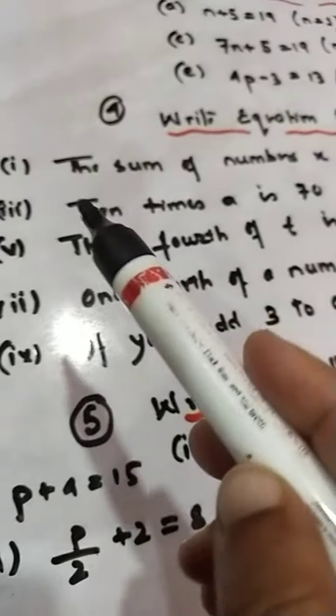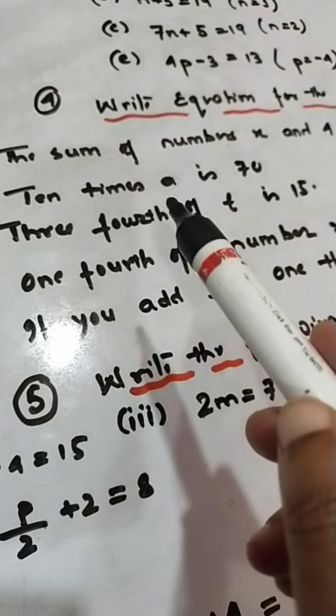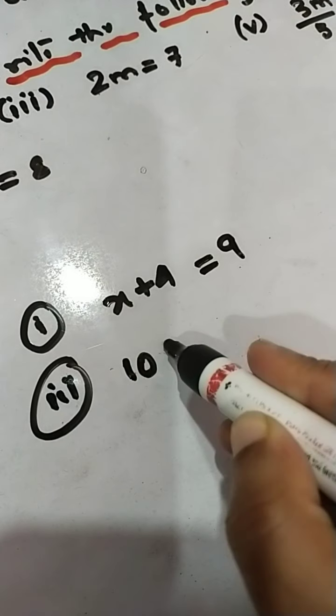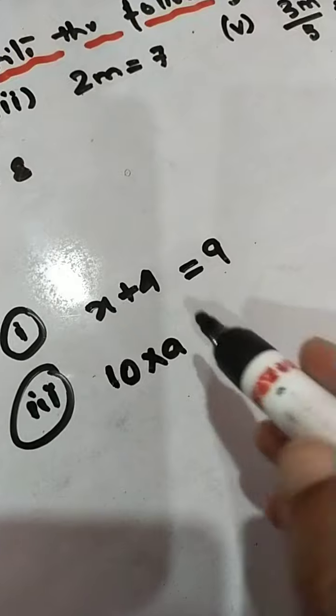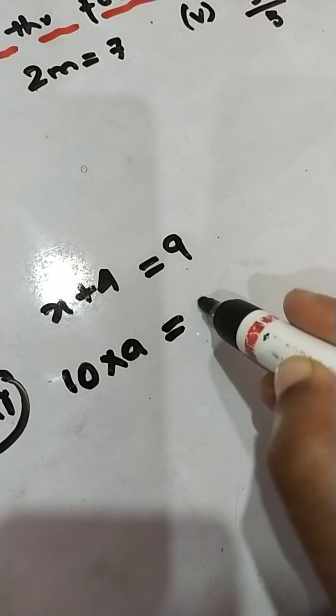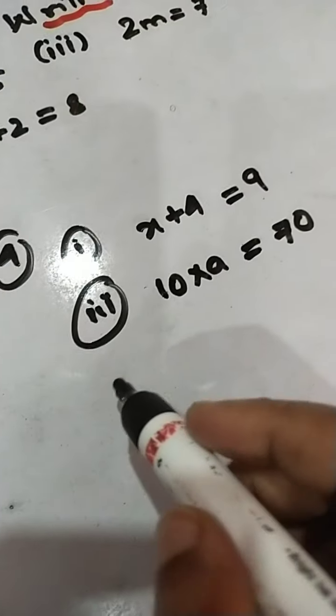So number 3 we have that 10 times a is 70. 10 times a means 10 into a. 7 times a means 7 into a. So 10 times a is equal to 70. This is the required equation.